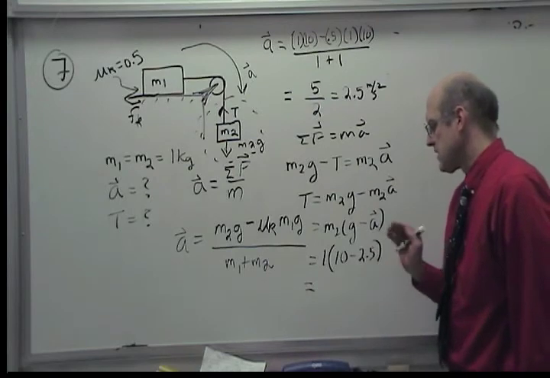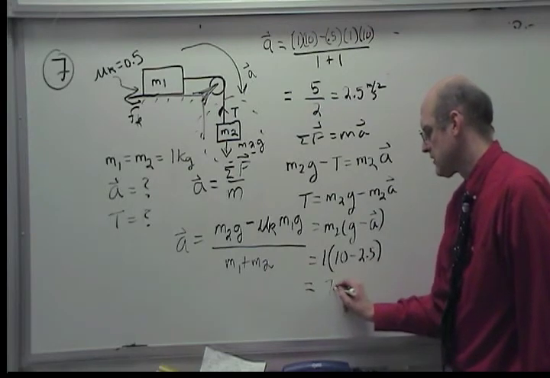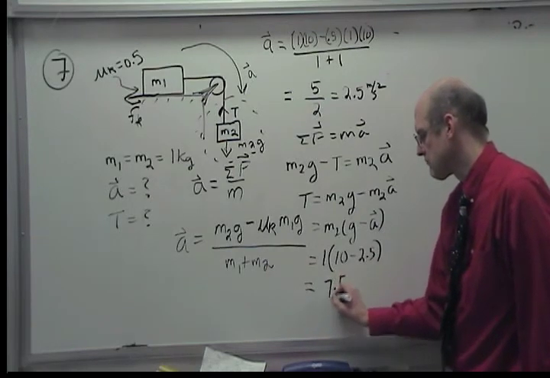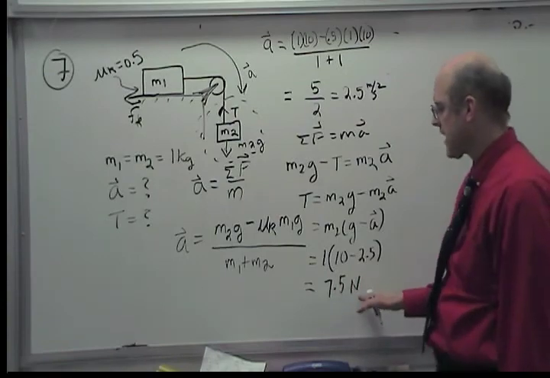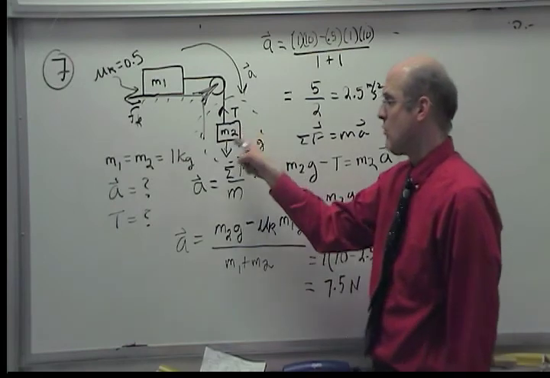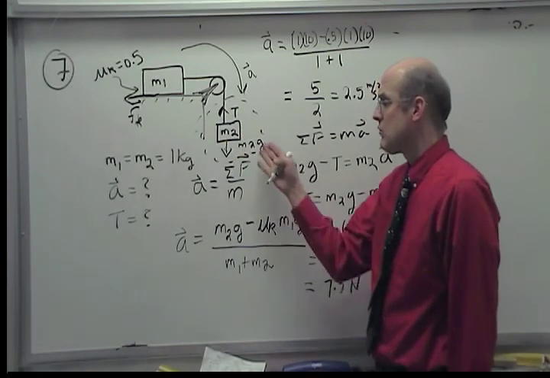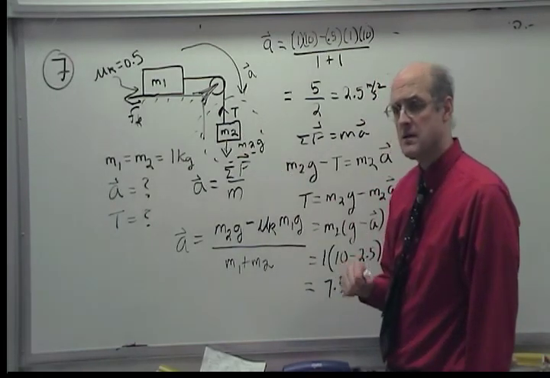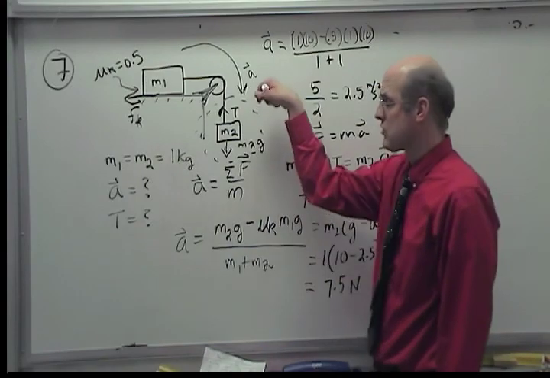So we have here 7.5 newtons. Notice that the tension, 7.5 newtons, is less than the weight of M2, which is 10 newtons. And that makes sense because you need a net force downward.